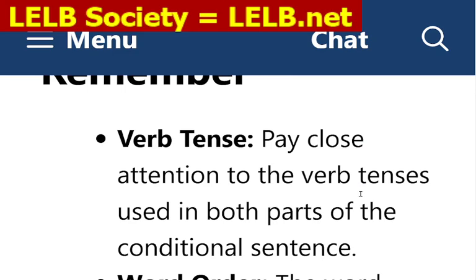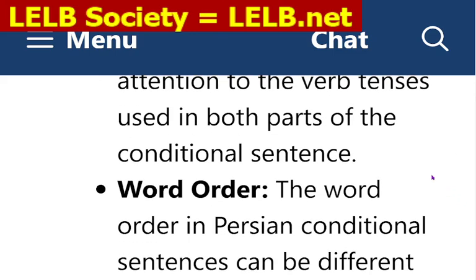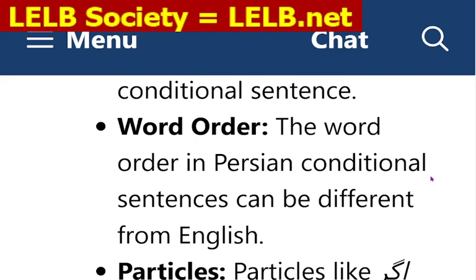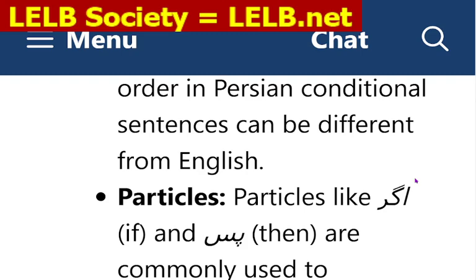All right, key points to remember. Verb tense. Pay close attention to the verb tenses used in both parts of the conditional sentences, actually simple and complex. And word order, which is absolutely important. The word order in Persian conditional sentences can be different from English, which is based on subject, object, verb, unlike English, which is based on subject, verb, object.